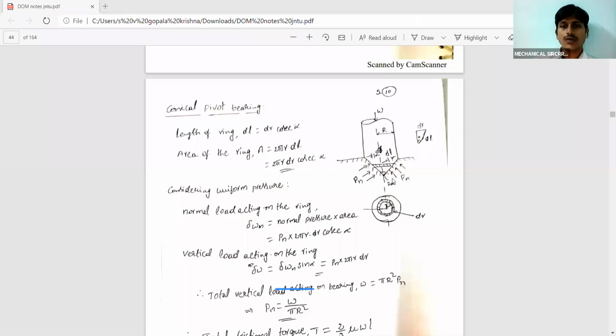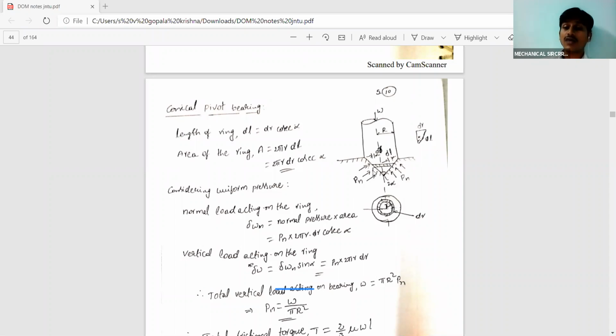So conical pivot bearing. What type of shape is there? Conical. The shaft is placed in the particular shape, the conical type. The outer element also has the conical shape, so we place our shaft in a similar way. When the shaft is placed, again we take one small ring. When we take this type of shape, what is the pressure here?